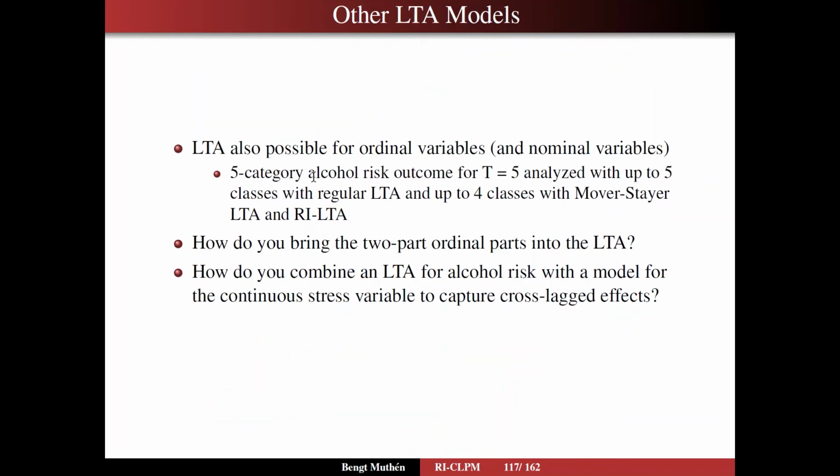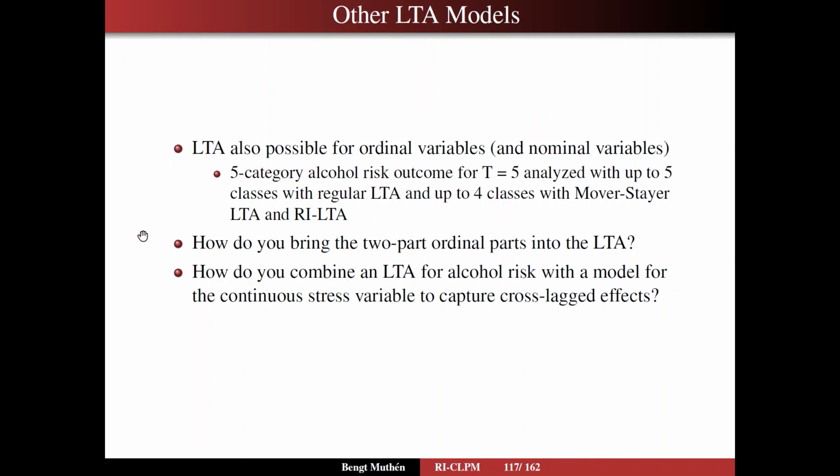Okay, and then a final comment on bivariate LTA. LTA is of course also possible for ordinal variables, polytomous ordinal variables, nominal variables, and many indicators. I did an analysis of this 5-category alcohol risk outcome that we looked at for data set 1, the combined alcohol study, for 5 time points. I took every other time point over those 8 weeks. I did that with up to 5 classes with the regular LTA and up to 4 classes with mover-stayer LTA and RLTA. So that's quite possible. You don't have to have as many classes as there are observed categories of the latent class indicator.